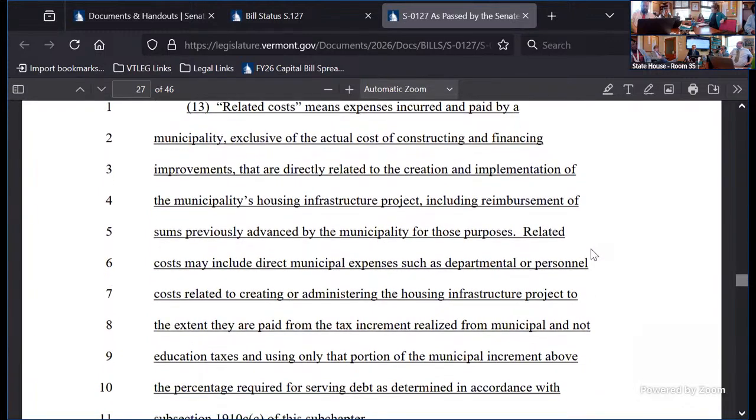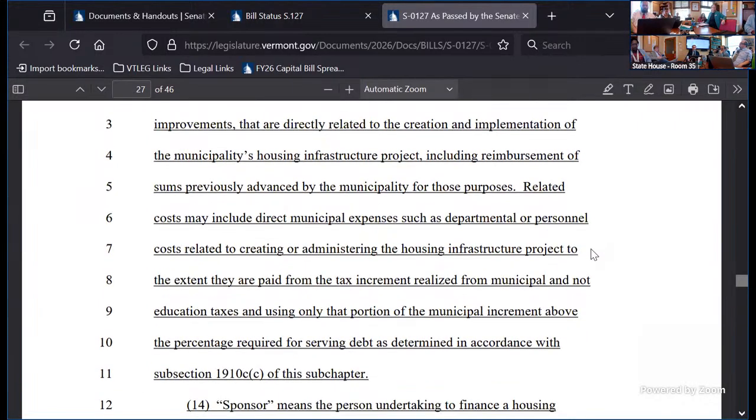Related costs, this is just like TIF districts. This is expenses incurred and paid by the muni exclusive to the actual construction and financing that are related to pursuing the project. So when they're setting things up and the like, you might incur costs trying to set up the project. And it includes reimbursement of sums previously advanced. Again, just like TIF districts, so this is not something I think we need to spend a terrible amount of time on.